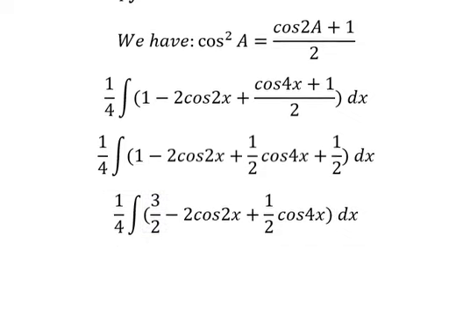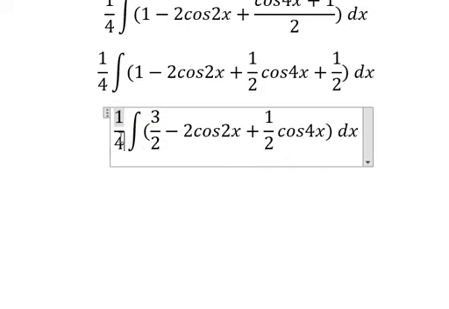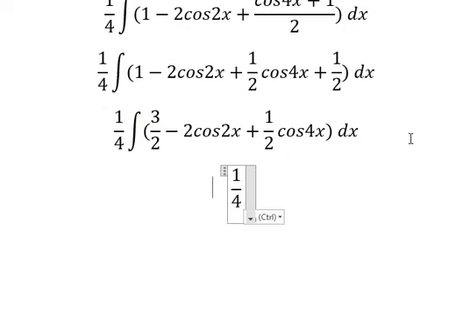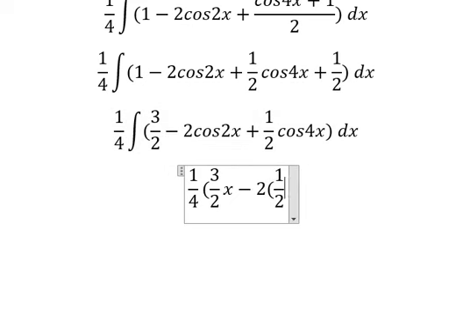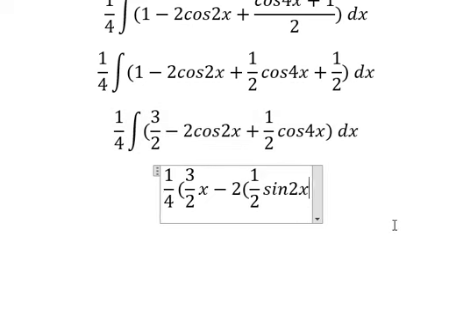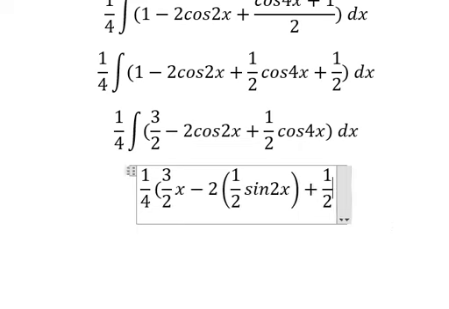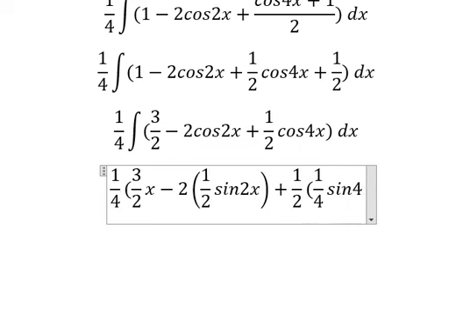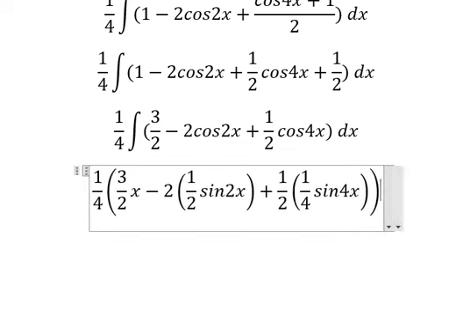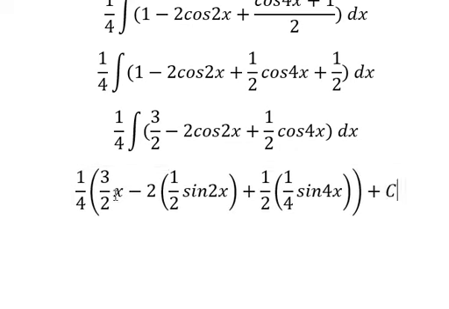And now we have the final answer. The integration of 3 over 2 gives 3 over 2 s. The integration of cosine 2s gives 1 over 2 sine 2s. The next one is 1 over 4 sine 4s. And I will put plus c.